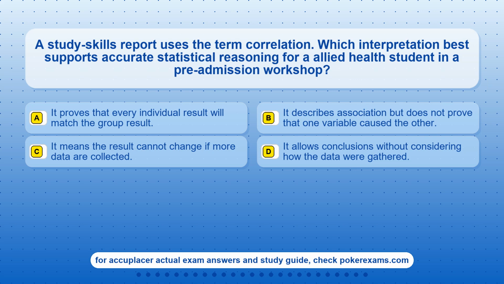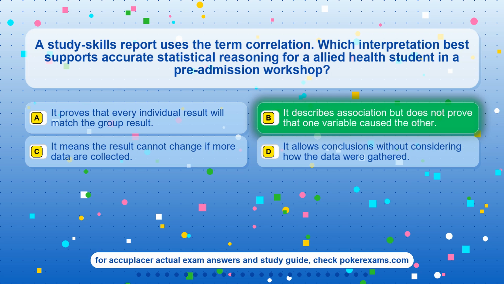Question 9. A study skills report uses the term correlation. Which interpretation best supports accurate statistical reasoning for an allied health student in a pre-admission workshop? Option A. It proves that every individual result will match the group result. Option B. It describes association but does not prove that one variable caused the other. Option C. It means the result cannot change if more data are collected. Option D. It allows conclusions without considering how the data were gathered.